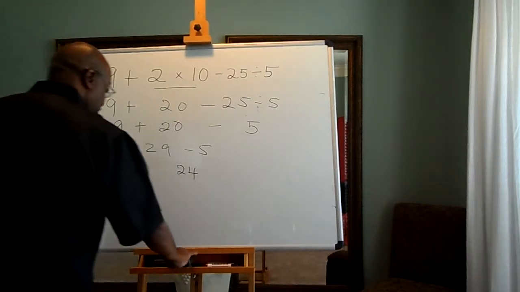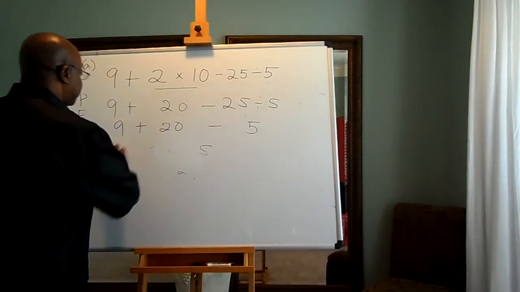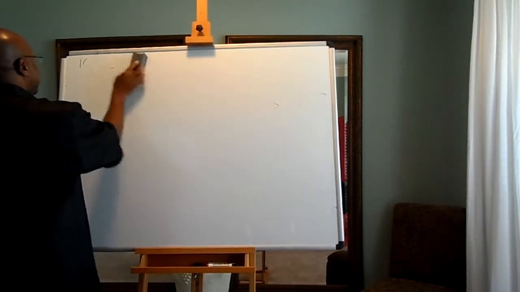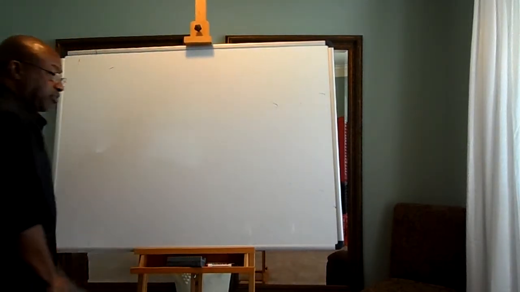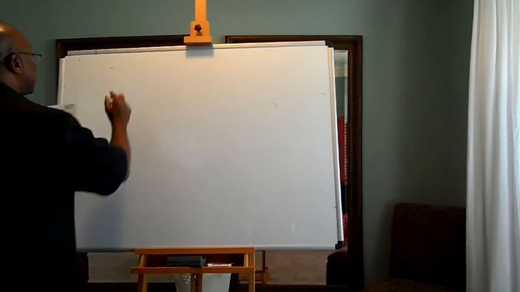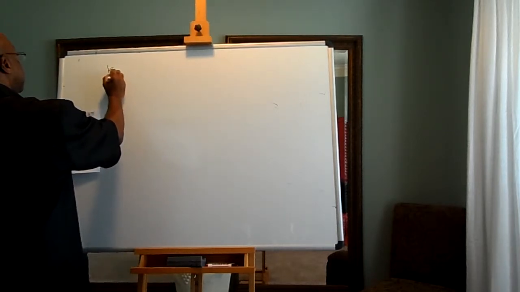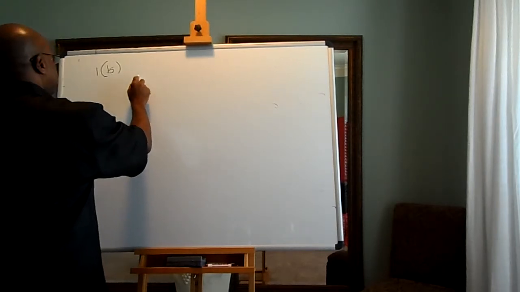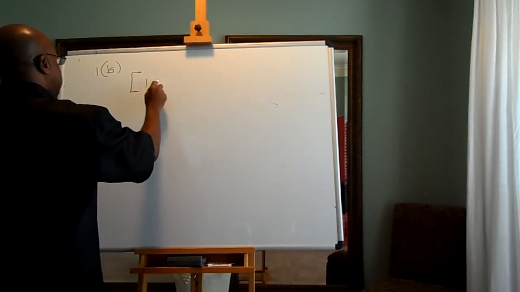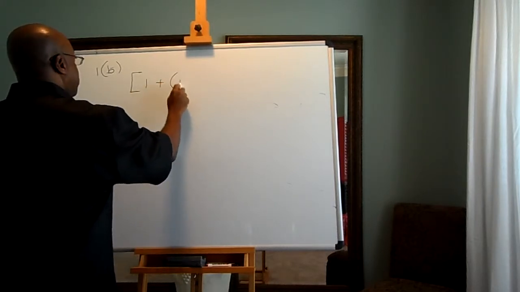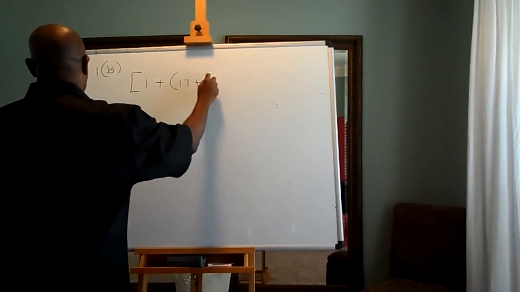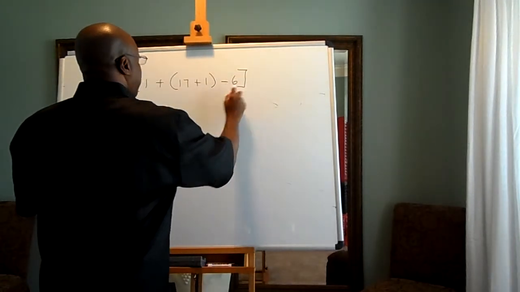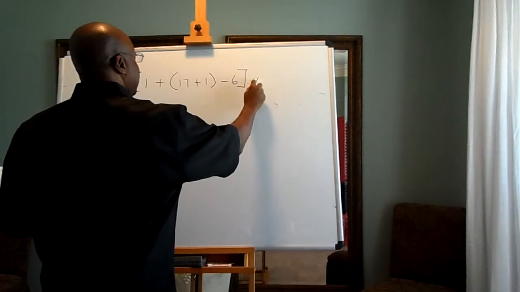Okay, let's go to 1b now. 1b is where we have one with multi-enclosures. So look at this. If you look at the problem and read along with me as I set it up, it's 1b, and it reads 1 plus, open parentheses, 17 plus 1, close parentheses, then a minus 6, close the bracket. That's called a bracket there, times what?